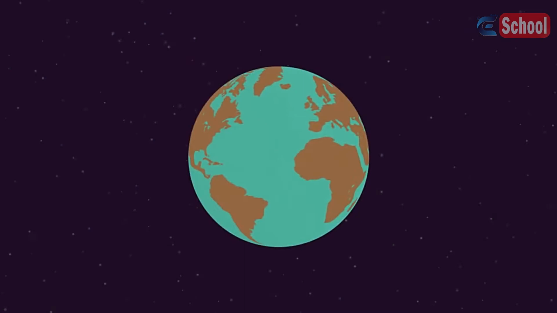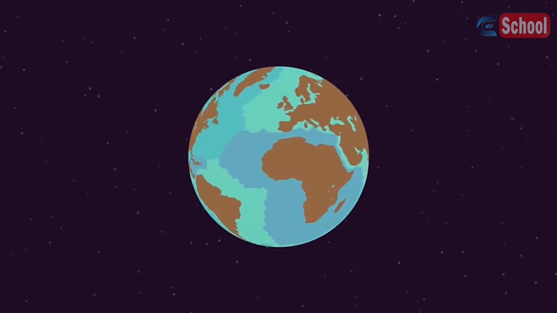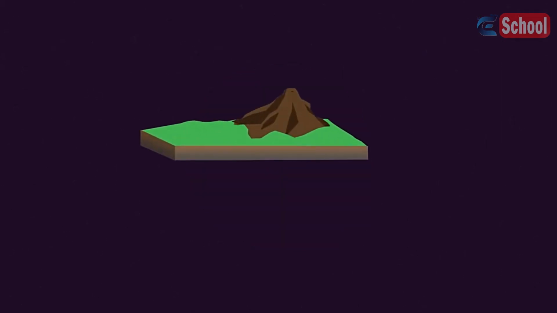Plate tectonics and continental drift. The theory of plate tectonics has enabled us to explain how the continents drift and why there are mountains, earthquakes and volcanoes, and so much more.